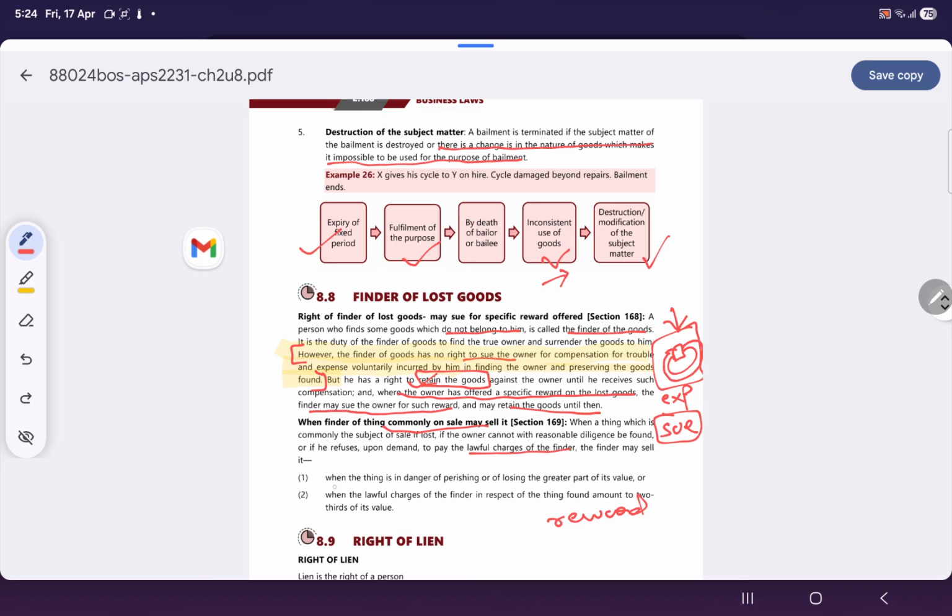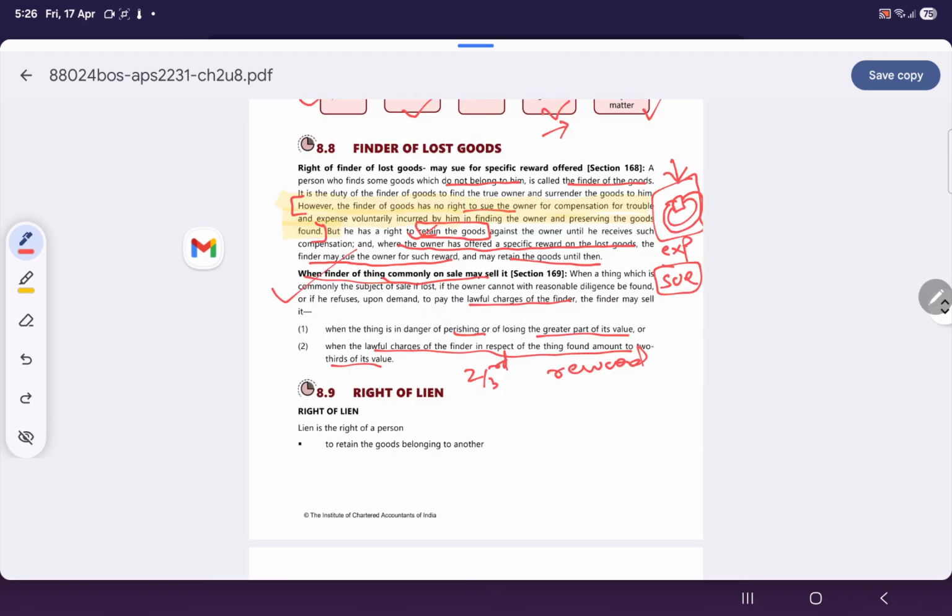So, when can I sell it? When the thing is in danger of perishing or losing the greater part of its value. Like some vegetables or grains which are going to perish, or if I keep it just like that, it will lose its value, or the owner is not giving me the lawful charges. When the lawful charges of the finder in respect of the thing found amount to 2/3 of its value, if I sell the goods, I'll receive 2/3 of its value, then I can sell the goods.